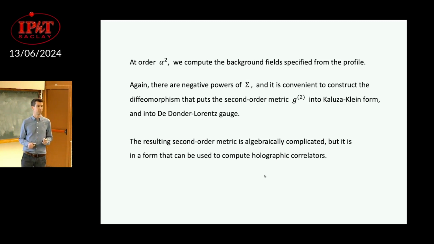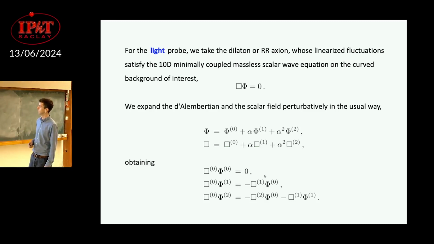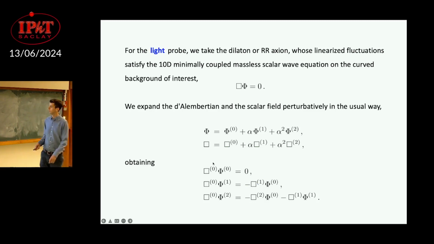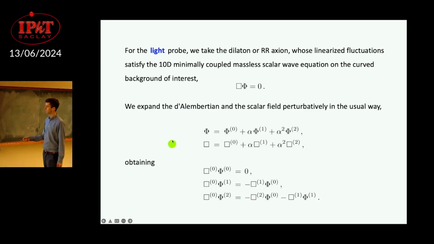Then we run a standard perturbation theory of a linearized probe. For the light probe, we take the dilaton or Ramond-Ramond axion, whose fluctuations satisfy the 10-dimensional minimally coupled massless scalar wave equation, just box phi equals 0, on this non-trivial curved background. And we expand everything as one usually does in perturbative alpha expansion. At zeroth order, we're just solving the wave equation on global AdS5 times S5. At first order in alpha, I have a source from the first term, and at second order in alpha, I have two sources.